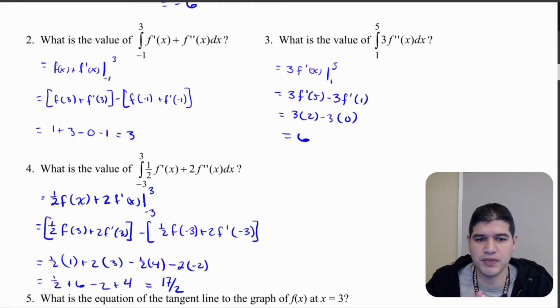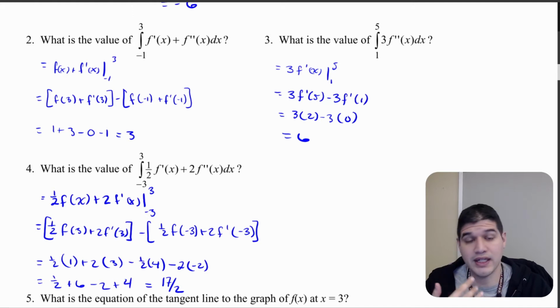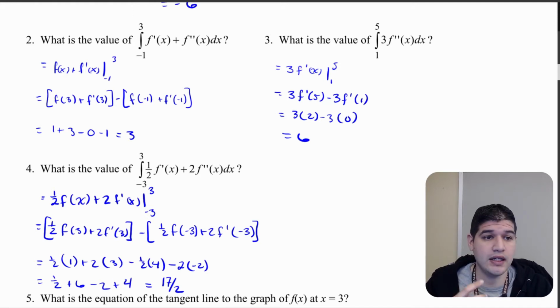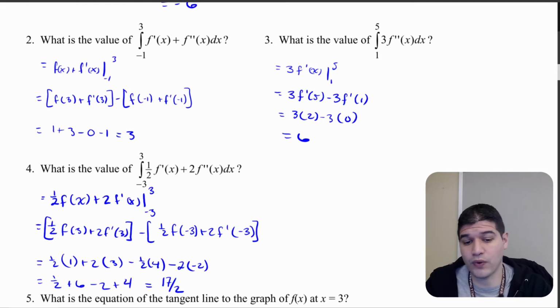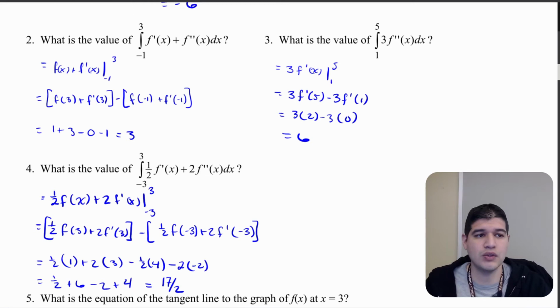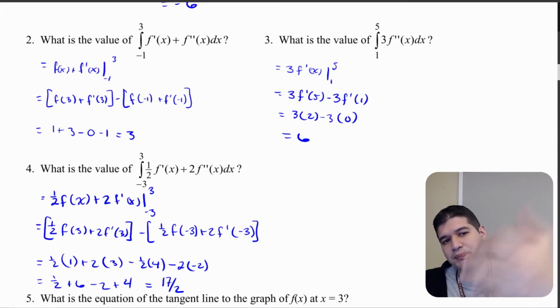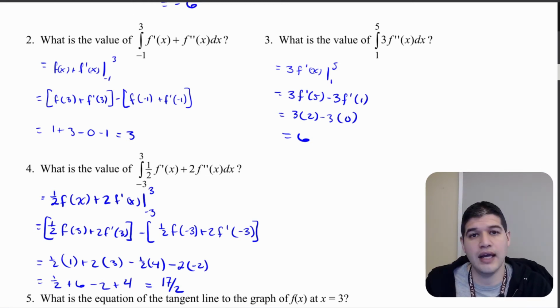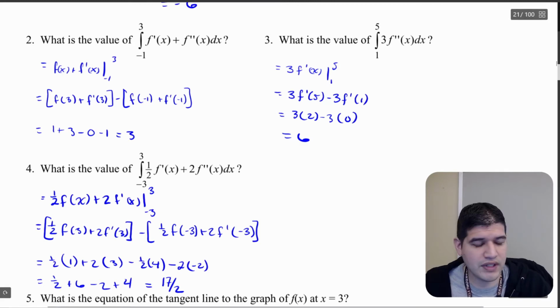All right, here are our results. In number 2, we're going to get an answer of 3. In number 3, we got an answer of 6, and in number 4, we got an answer of 17 halves. So it's really just, again, you take a step up, you substitute in the values, and you calculate from there. So we have a couple more problems here.